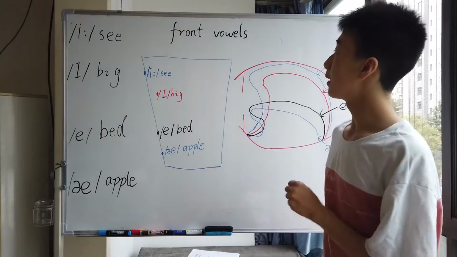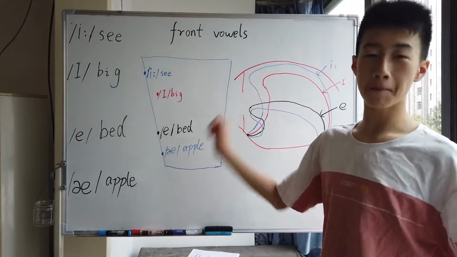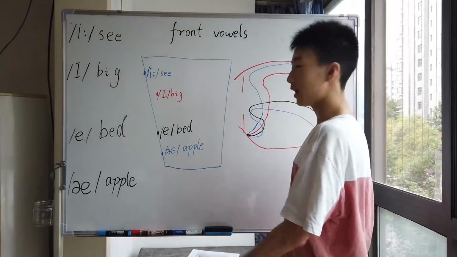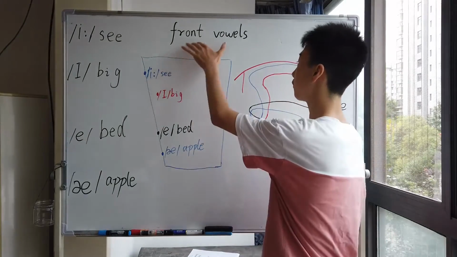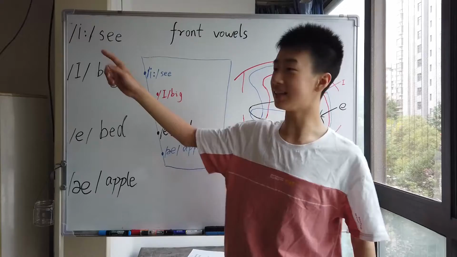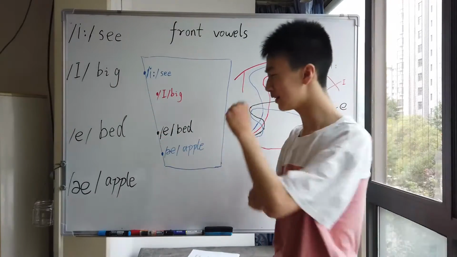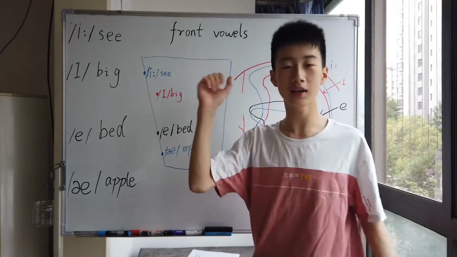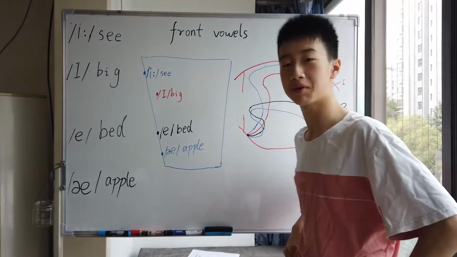Ladies and gentlemen, today I present to you the Front Vowels, the masterclass by Jerry of the Front Vowels, including the E, the I, the E, and the A. Yay! Why don't I see anyone clapping?